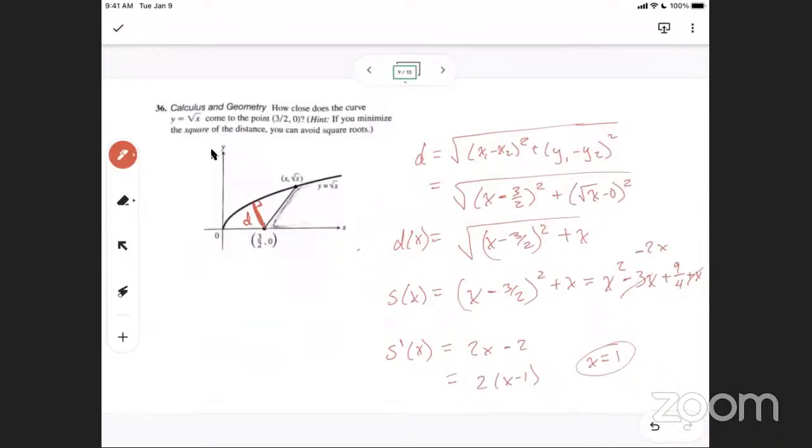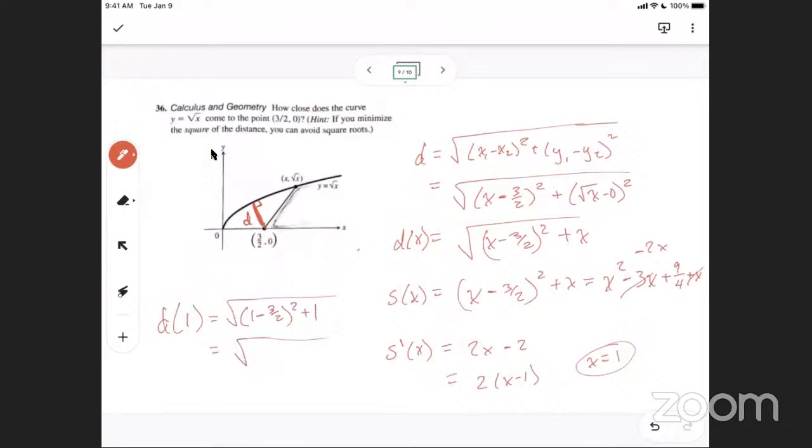So how close does the curve come to the point? So now I'm going to plug this number in, because the question is how close does the curve come? So I need to find the distance. So take the 1 and plug it back into here for x. So what's d of 1? Are you following what I'm doing, or am I going too fast? No, I'm following.